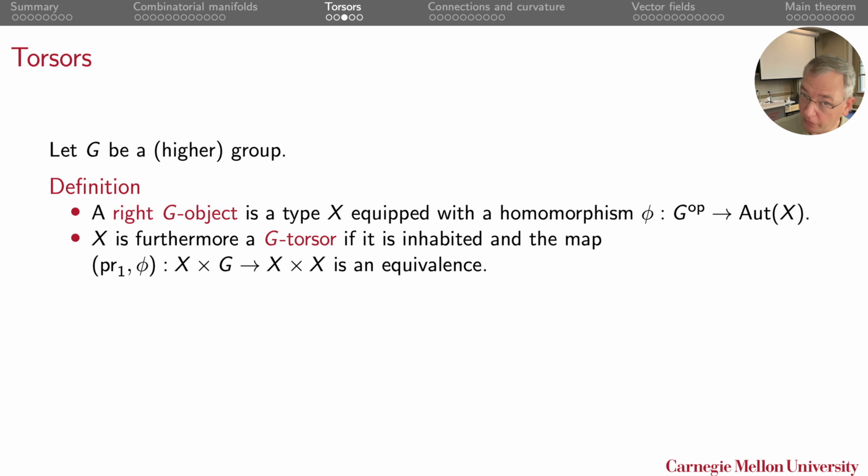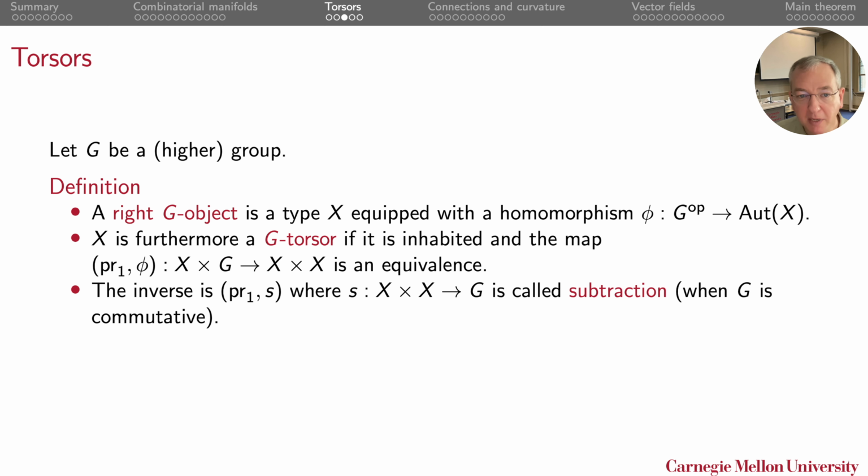And then, if you're a G object, you might be a G torsor. You are, in fact, furthermore, a G torsor if X is inhabited and if the following map is an equivalence. This map is a packaging of X times a copy of G to X times X. So the second coordinate of that map is the group action, phi. In other words, X times G to X is just the group action. And we add the projection as well. And this packages together some of our fun intuition, like that X is almost a copy of G once you pick a base point.